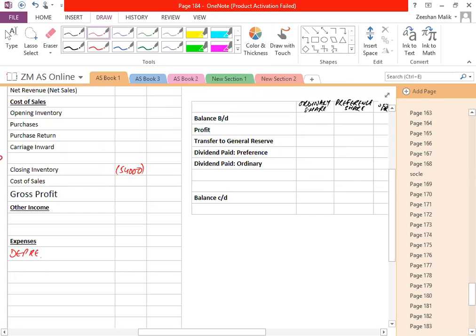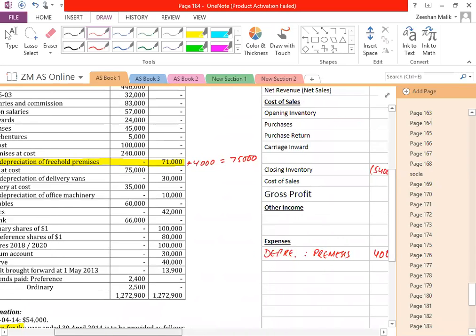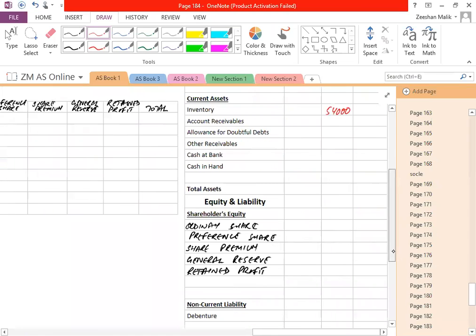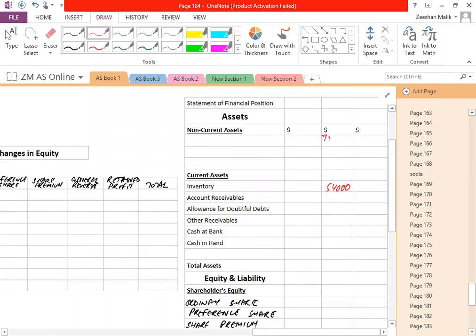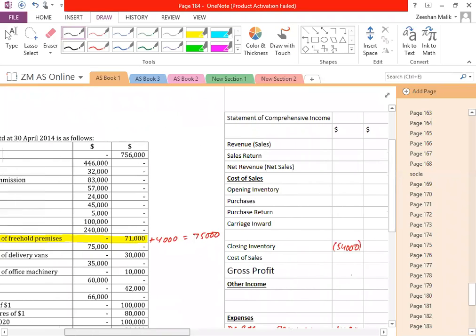Depreciation is an expense. Depreciation must be put in the income statement, but for this year's depreciation only. But in the statement of financial position, we have to take the total 75,000. Agreed? Cost should be here. Accumulated depreciation should be here. Net book value should be here. Here we go for the next one.